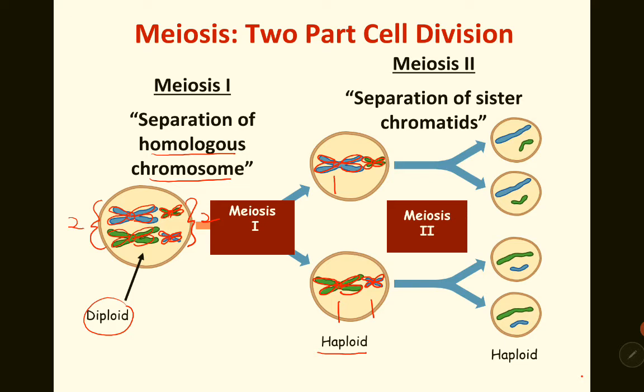So now during meiosis 2, separation of the sister chromatid. This concept is almost the same as our mitosis concept, where the sister chromatid will be separated. So now it is still considered 1 set. So it is still haploid.